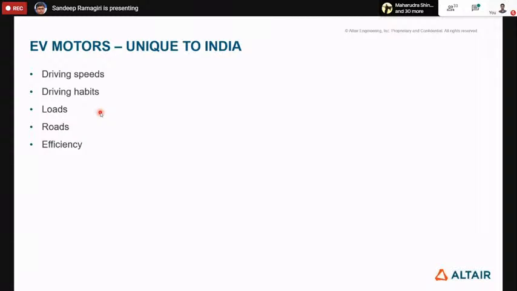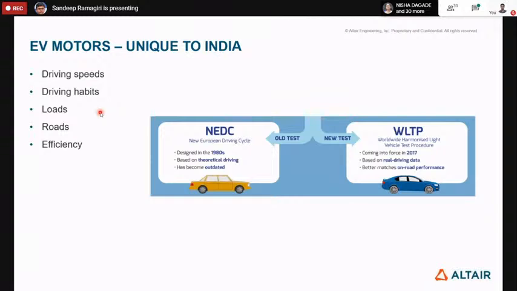And the loads: we always try to put more loads. And then the roads: it has been considered that the roads have potholes. And the efficiency: by considering all these things, we need to keep the efficiency we need to target in mind. So what I propose is, it's better to test the motor once you design it with a duty cycle.